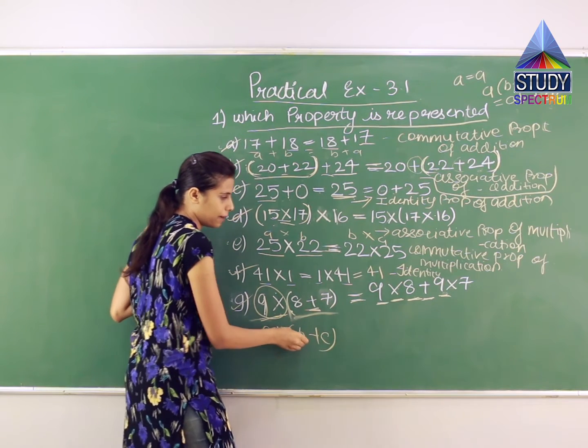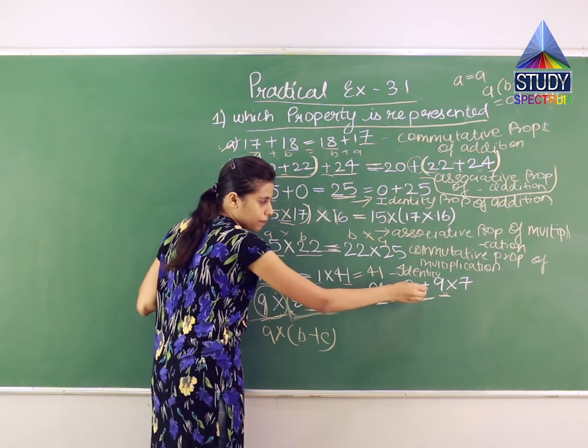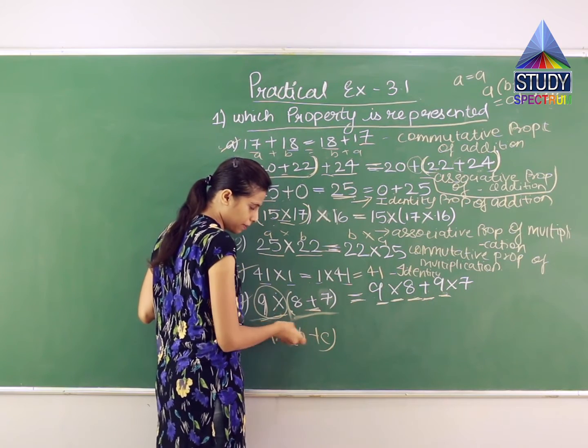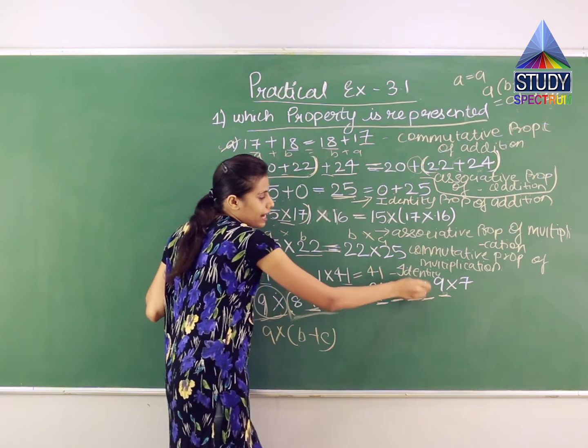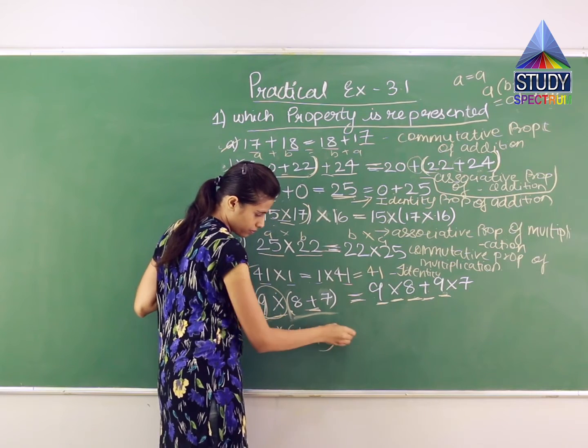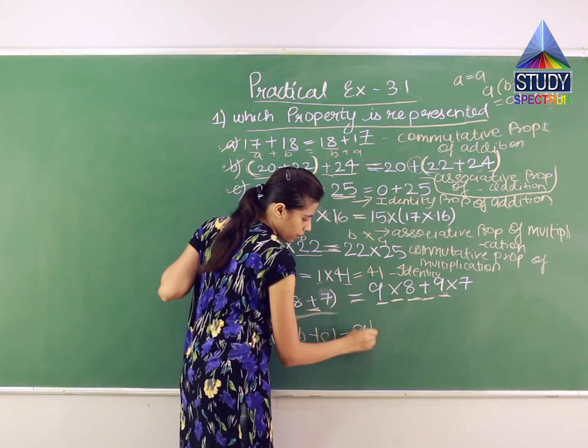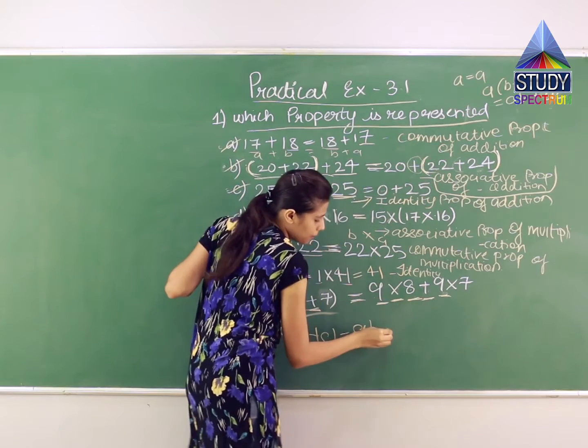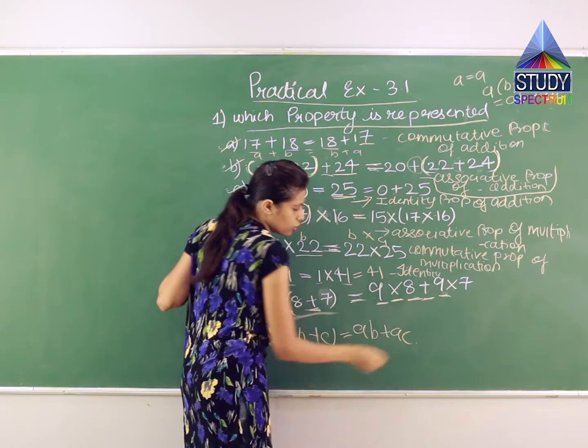So A multiplied by B, that is 9 multiplied by 8. And then the addition sign, like over here. I said right, that formula only, AB plus AC. So that is the thing.